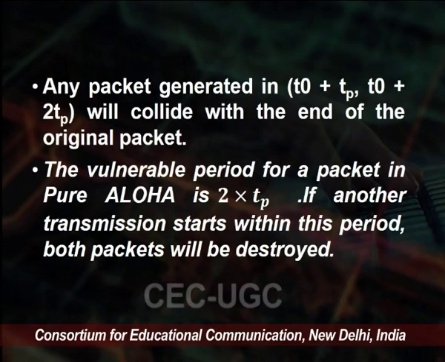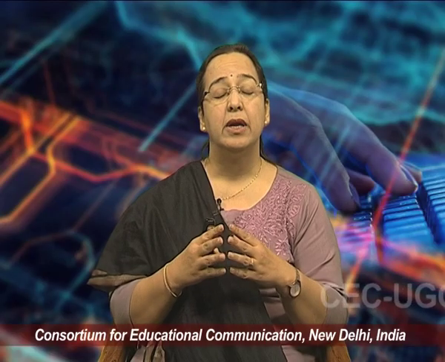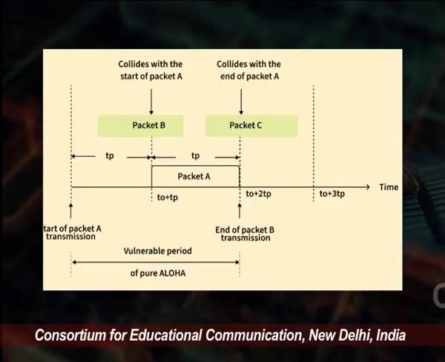So now if we want to calculate the vulnerable period for a packet in pure ALOHA, let us look into this figure again. For packet A, the transmission time is from T0 to T0 plus Tp. Tp is the transmission time. Any packet generated in the interval T0 to T0 plus Tp will collide with the first half, or beginning, of packet A, which is the scenario of packet B and packet A.